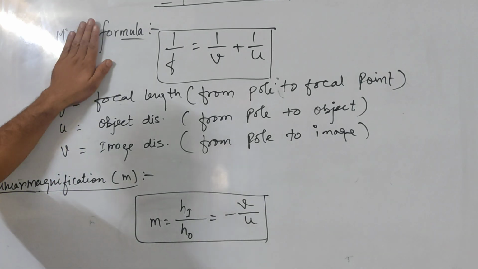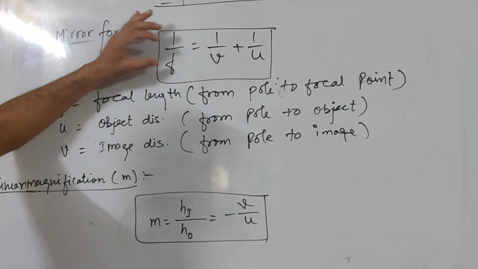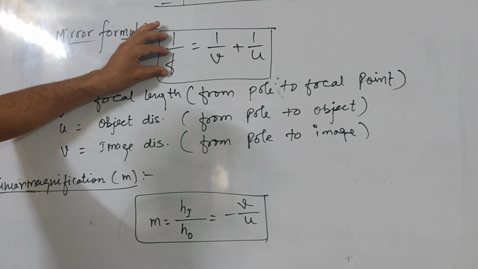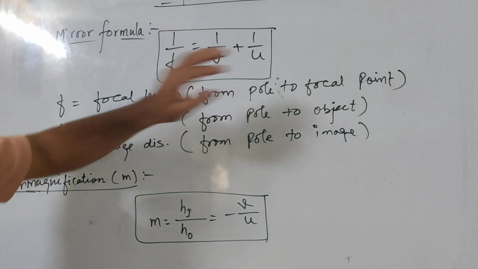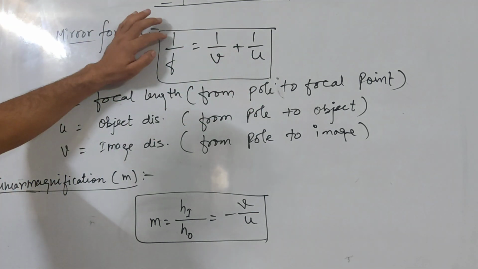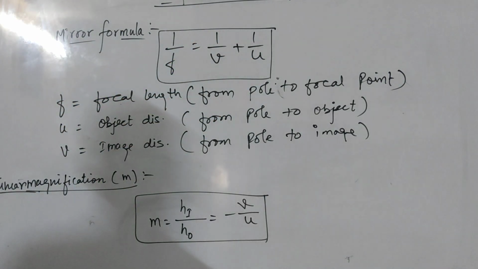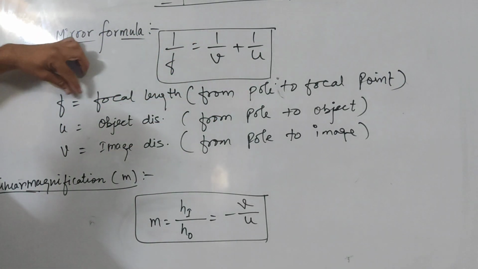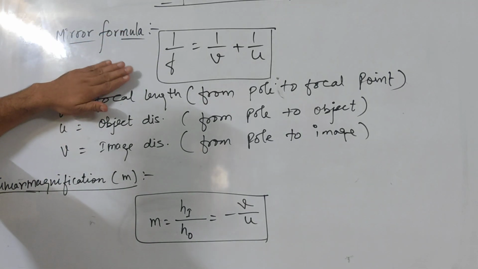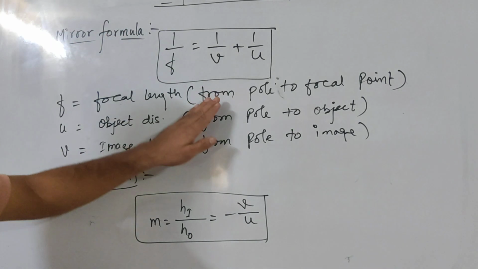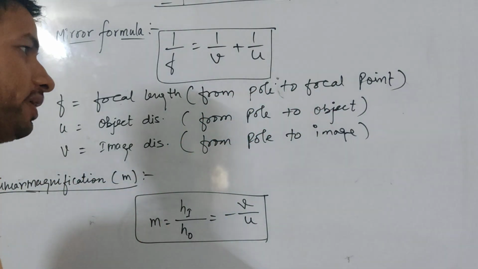So, in this mirror formula, it is the formula which establishes the relation between focal length and distance of image and object, which is 1/f = 1/v + 1/u. And in this situation, f you will take as a focal length. It can be positive or negative as the sign convention yesterday I told you. And you have to take the distance from pole to the focal point.